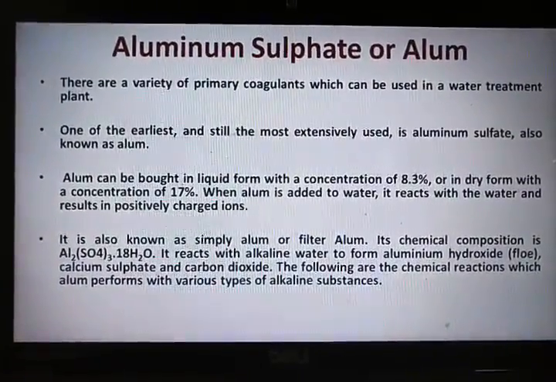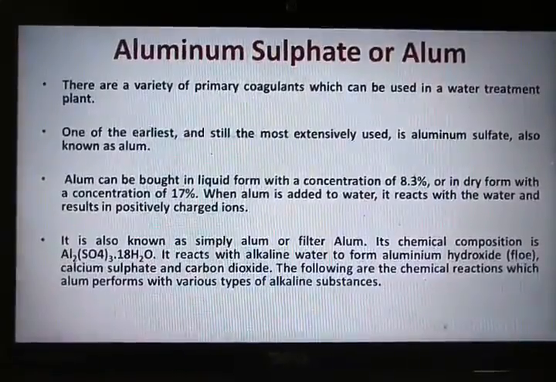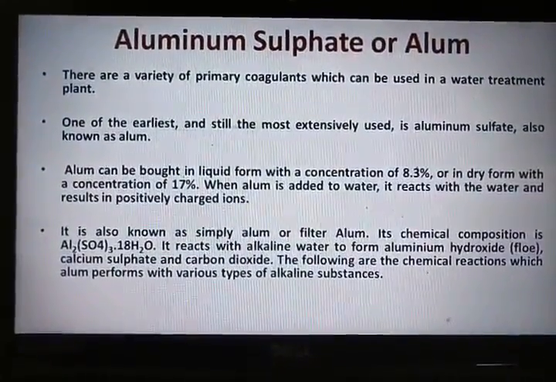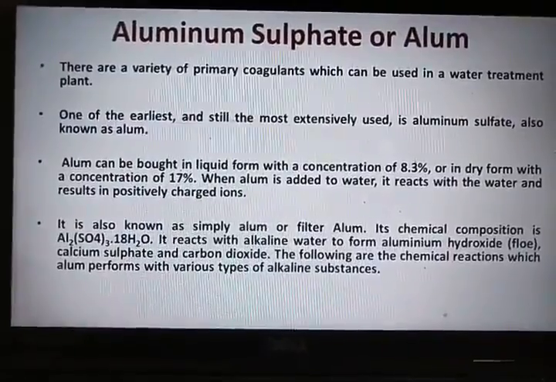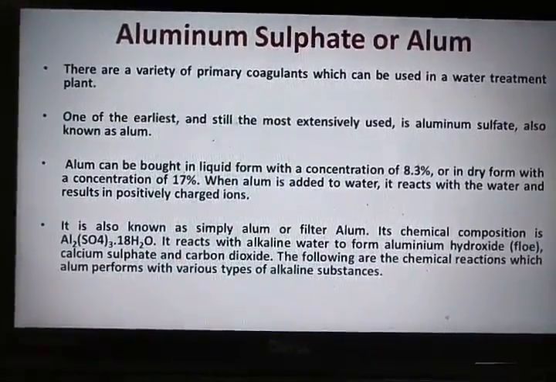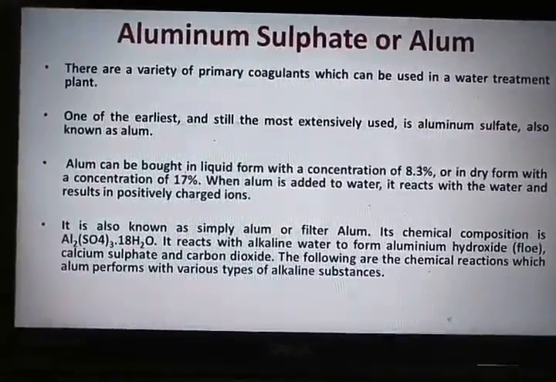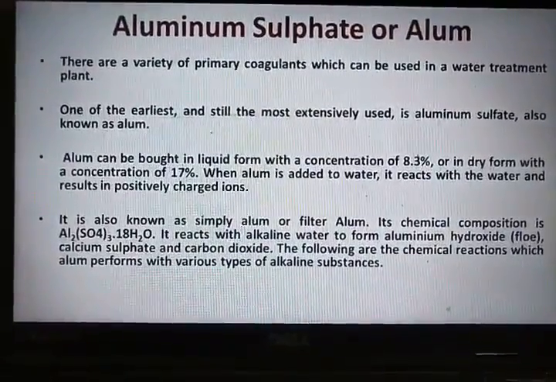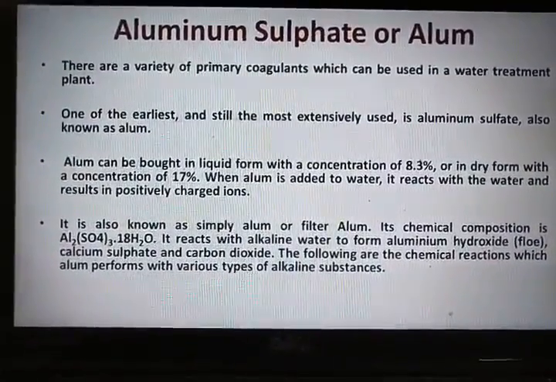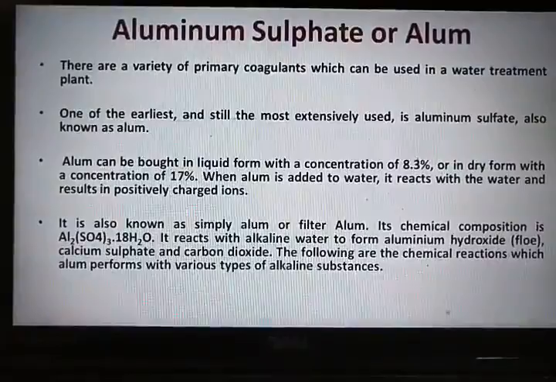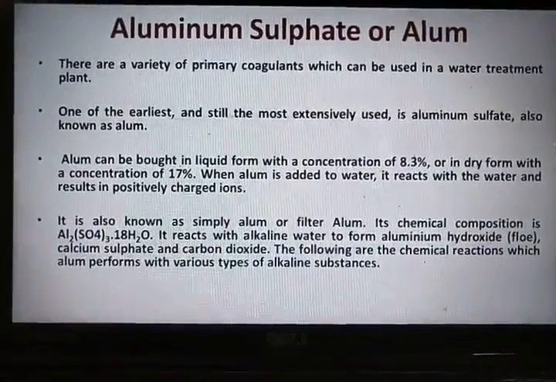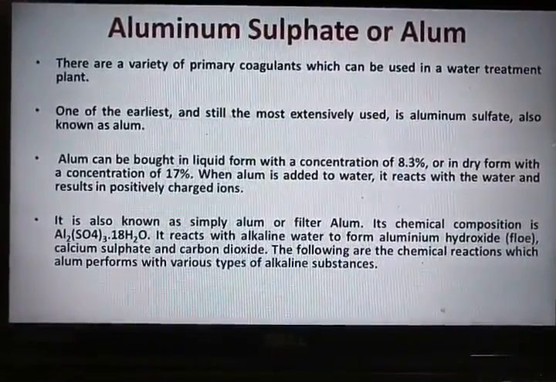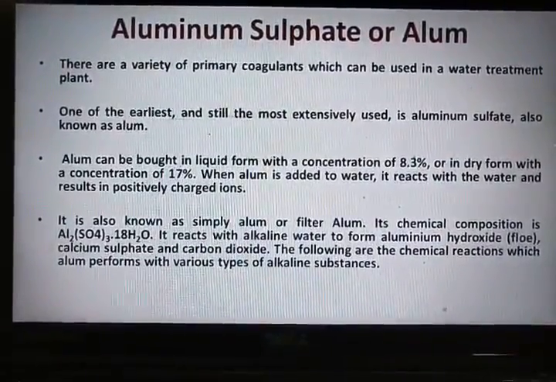So let us see what is meant by aluminum sulfate, or simply alum. This is a variety of primary coagulant used in the treatment of water, and it was one of the earliest and still most extensively used. It is chemically called aluminum sulfate or simply alum. Alum can be bought in liquid form with a concentration of 8.3% or in dry form with a concentration of 17%. When alum is added to water, it reacts with the water and results in positively charged ions.